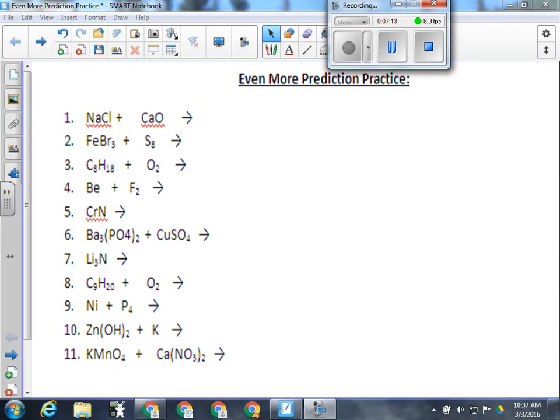And then a little later on in class, I'm going to go over these 11, or we'll do them together and kind of go over them one at a time, just so we get some more solved examples of how these work.